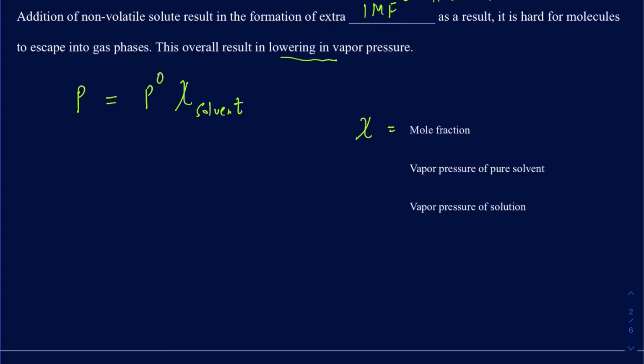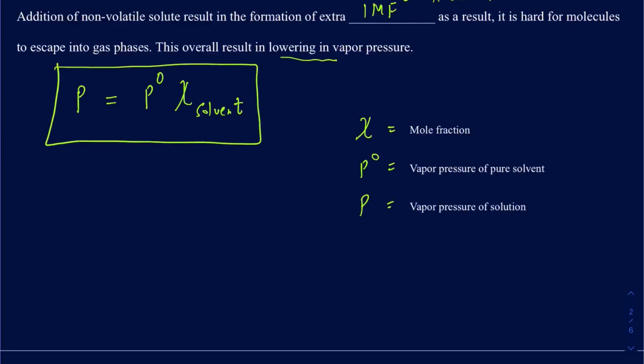The vapor pressure of the pure solvent is always going to be measured by this zero as a superscript there, and this P is just going to be the new vapor pressure of the solution. So make sure you have this formula down.